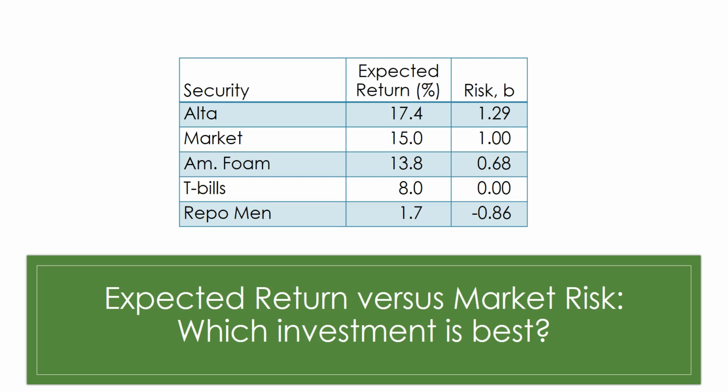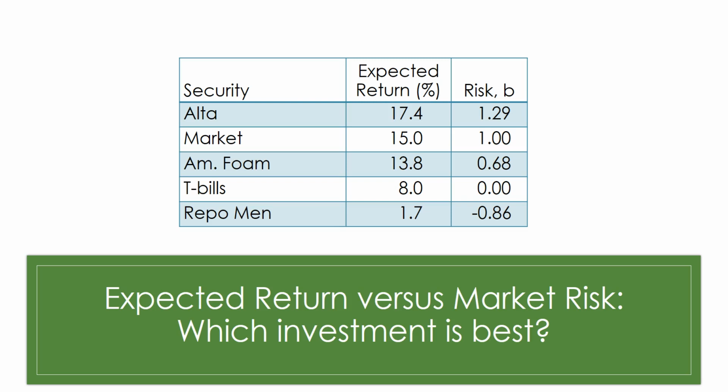American Foam has a beta of 0.68, so it's less volatile than the market. It moves in the same direction. It's positive. So when the market's increasing, American Foam is increasing. It's just not increasing as much, so it's less responsive.